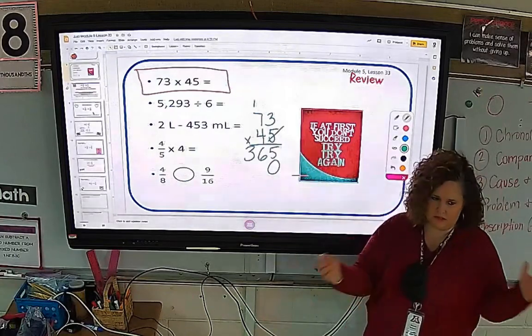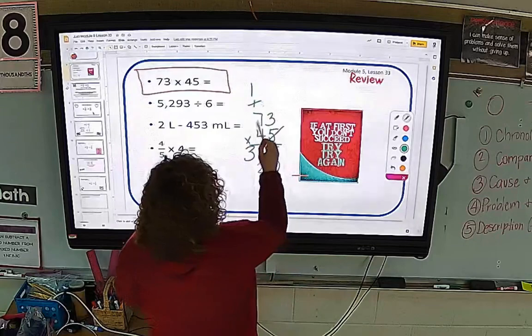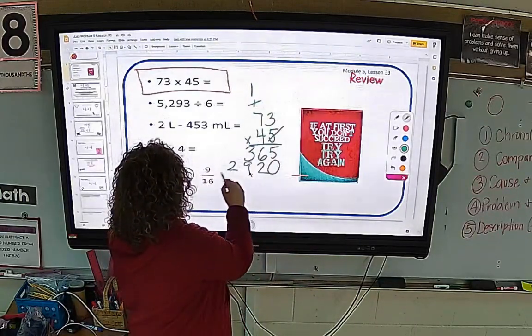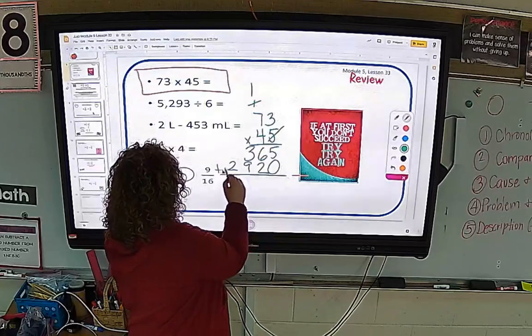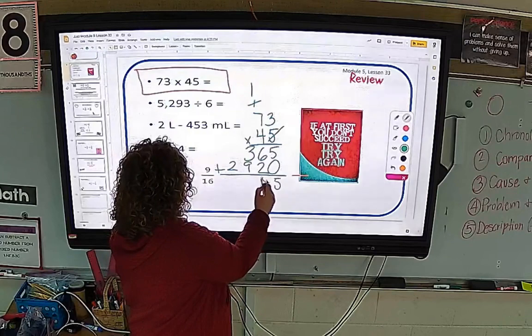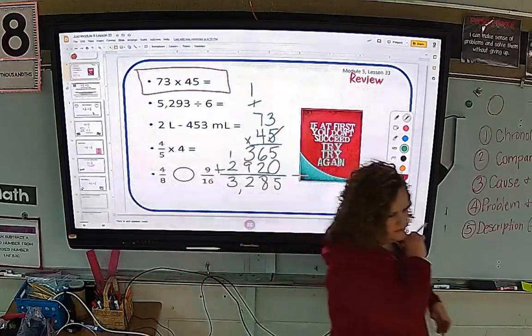4 times 3 is 12. Put the 2. Carry the 1. 4 times 7 is 28 plus 1 more is 29. So your top row would have been 365. Your second row, 2,920. And then when you add them up, 3,285. Okay.